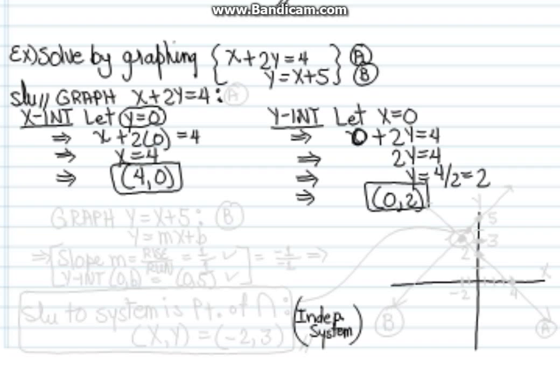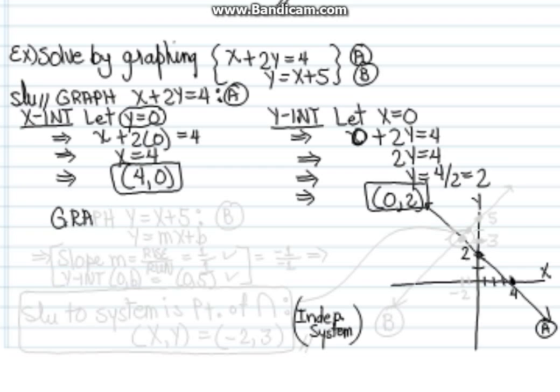Now we're going to take a y-axis and an x-axis, and we're going to graph these two points. We're going to graph the x-intercept (4, 0) and the y-intercept (0, 2), and we're going to connect them together with a straight line as carefully as we possibly can. Okay, that's the graph of the first equation, which we call equation A.